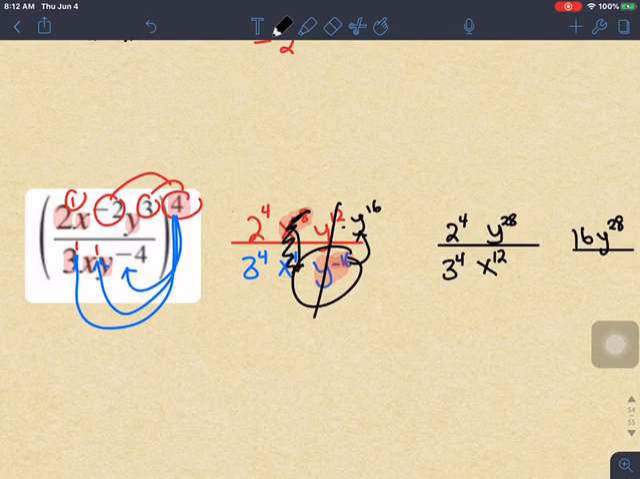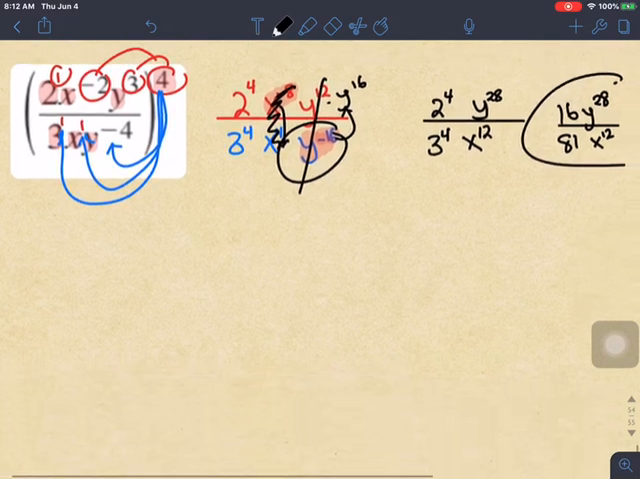3 times 3 is 9, times 3 is 27. Yep. So 3 to the 4th is 81. X to the 12th. And that is how you would simplify that problem and go from where it was to where it needs to be.